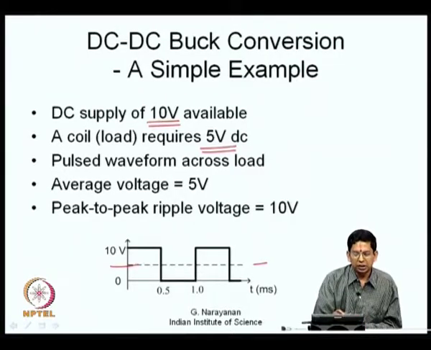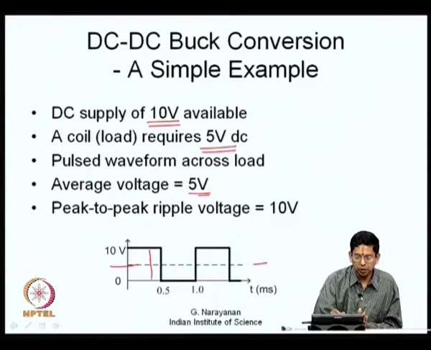As shown here, the 10 volts is being applied for 50% of the time, and 0 is being applied for the remaining 50% of the time. So, the average voltage you get is 5 volts. So, you are able to step down, that is, you are able to apply the 5 volts that is required by the load, but it is not a pure DC that you have, you also have a certain ripple on that. On top of this, you have a ripple, and the peak to peak value of the ripple voltage is equal to 10 volts, which is equal to the input voltage itself.